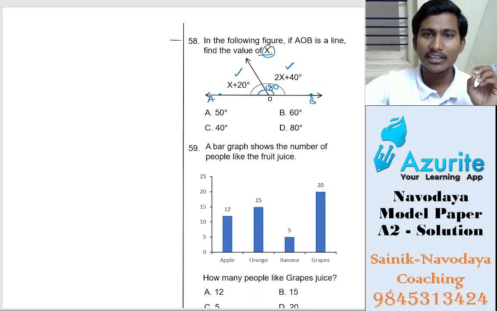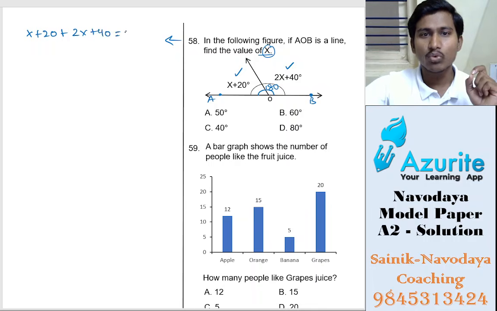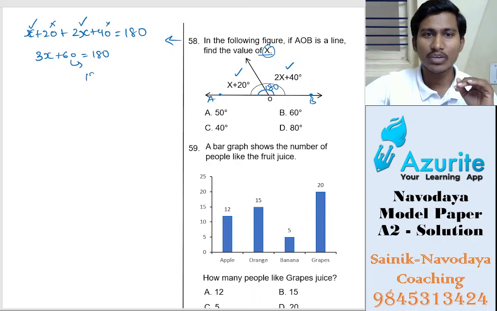If you add them, x plus 20 plus 2x plus 40 is total 180. Here 1x and 2x, so total 3x. 20 plus 40 is 60, so 3x plus 60 is 180. If you take the 60 to the other side, it will be minus. So 180 minus 60 is 120. So 3x is 120.